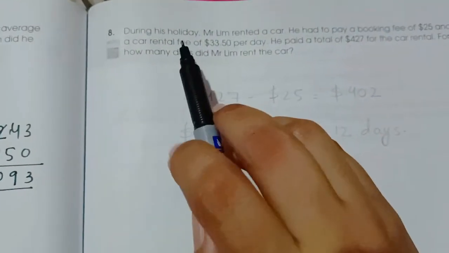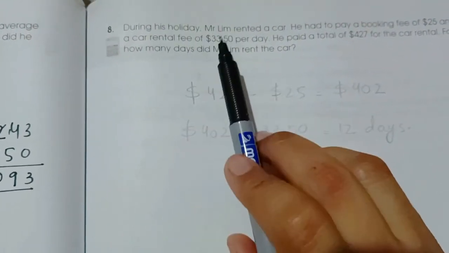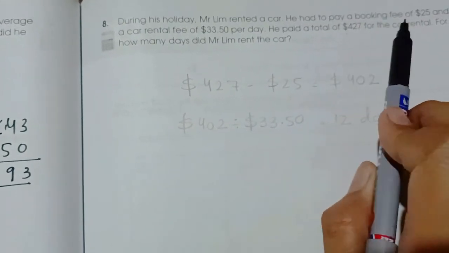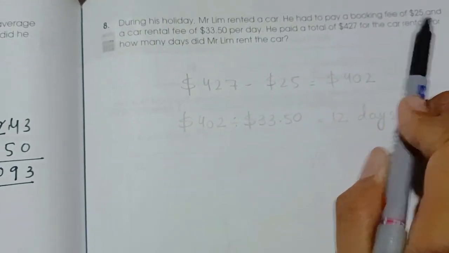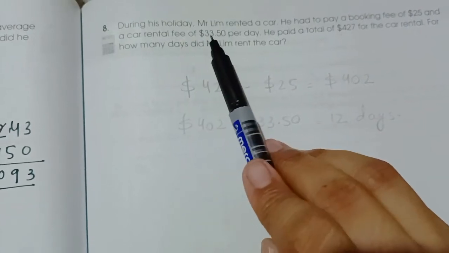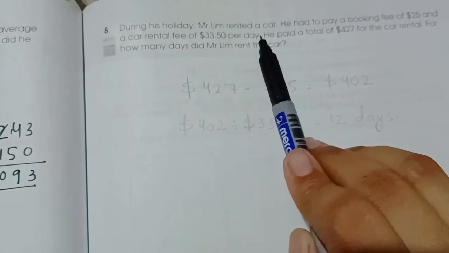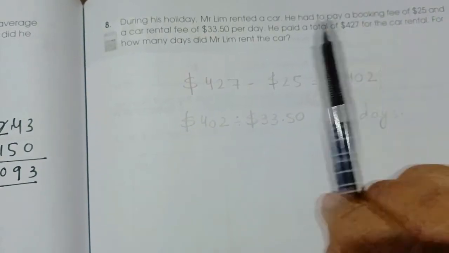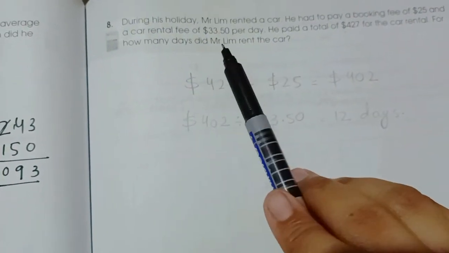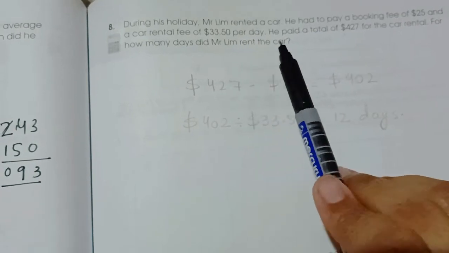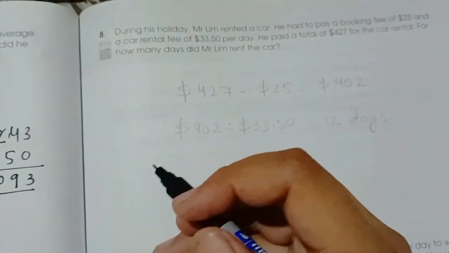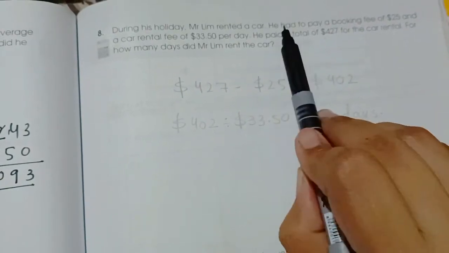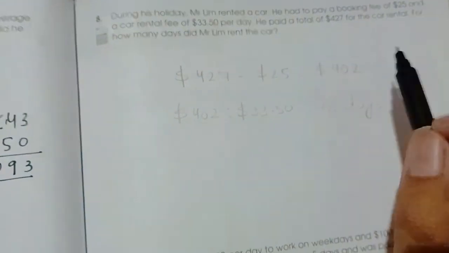Question number 8 is, during his holiday, Mr. Lim rented a car. He had to pay a booking fee of $25 and a car rental fee of $33.50 per day. He paid a total of $427 for the car rental. For how many days did Mr. Lim rent the car? To find the answer, first we are going to subtract $25 from $427. He had a booking fee.